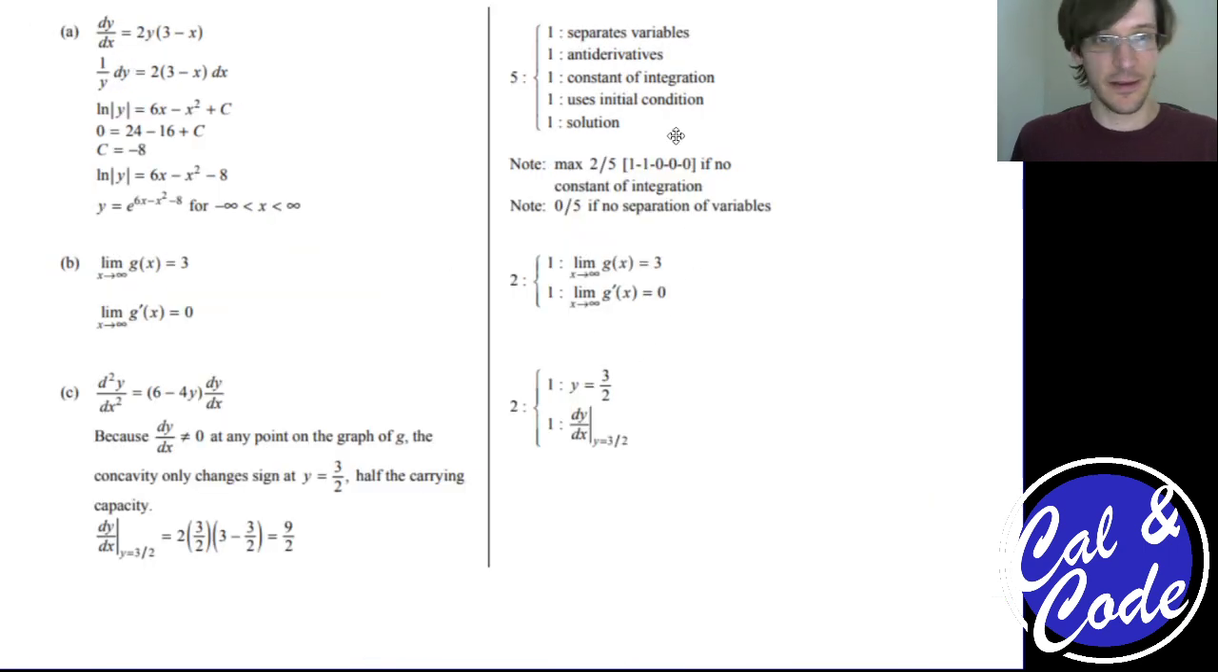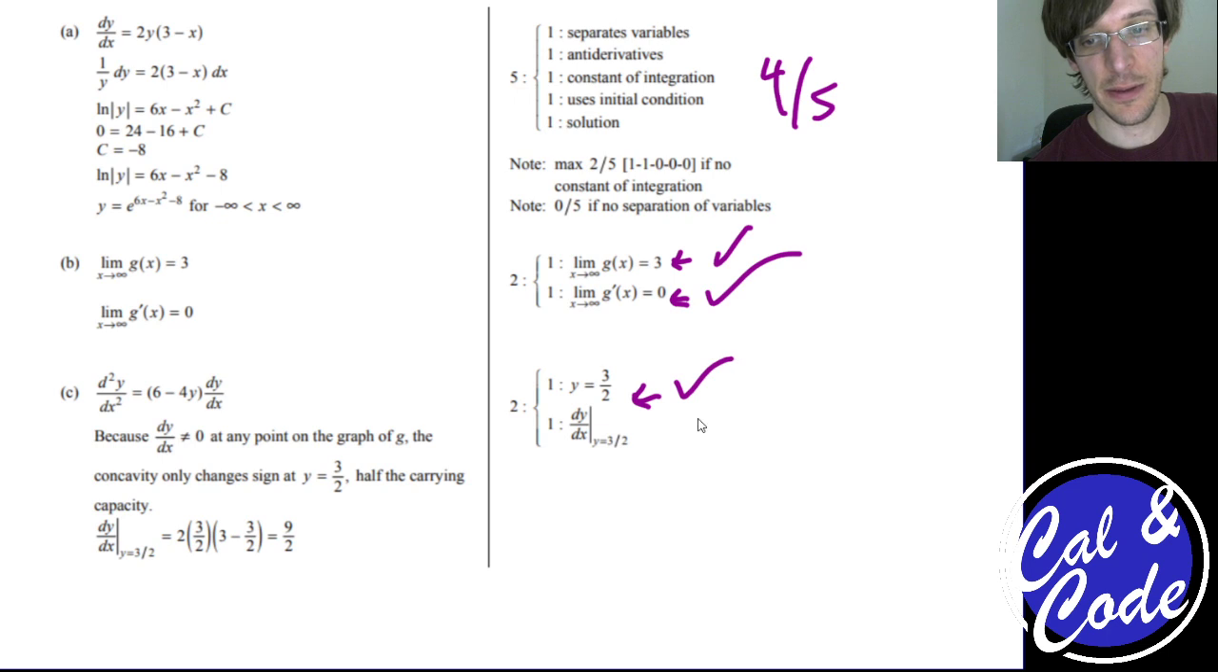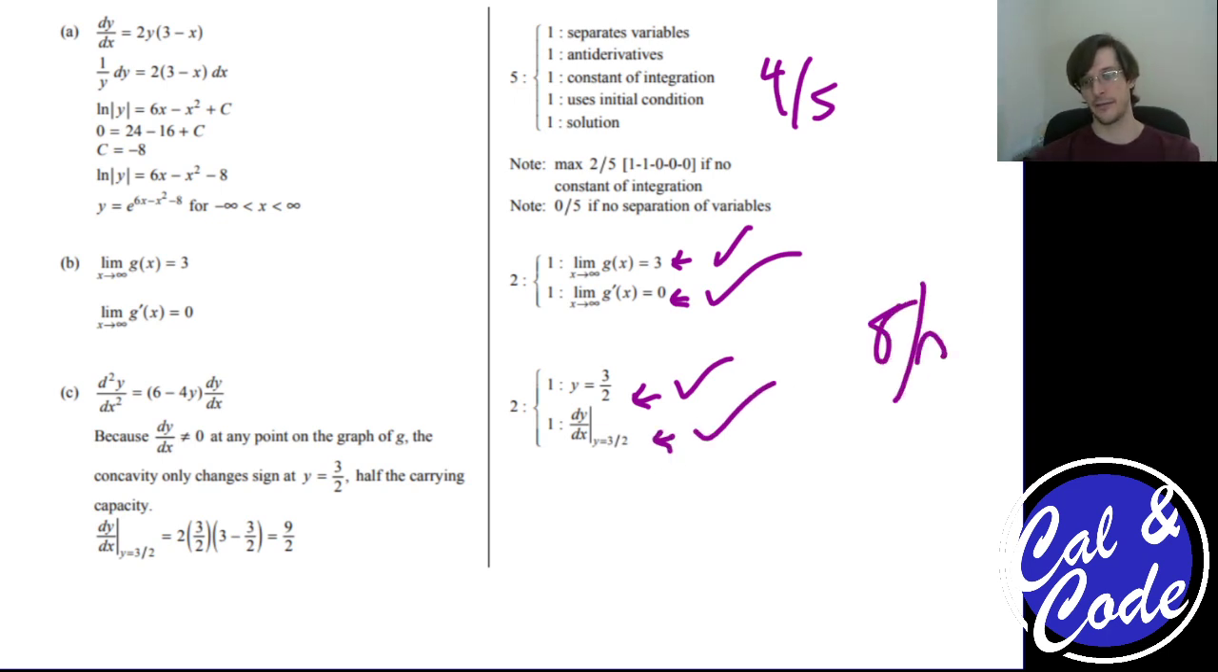Whoops! So that would have cost me not the initial condition point, because I did use the initial condition. My problem was getting the full solution. So what I would have gotten was 4 out of the 5 here. We did find the limit correctly here, so check there. I did find that it was 0, check there. I found out that this was going to happen when y was equal to 3 halves, and I found that was 9 halves. So I would have ended up with 8 out of 9 on this problem, because I made an arithmetic error.